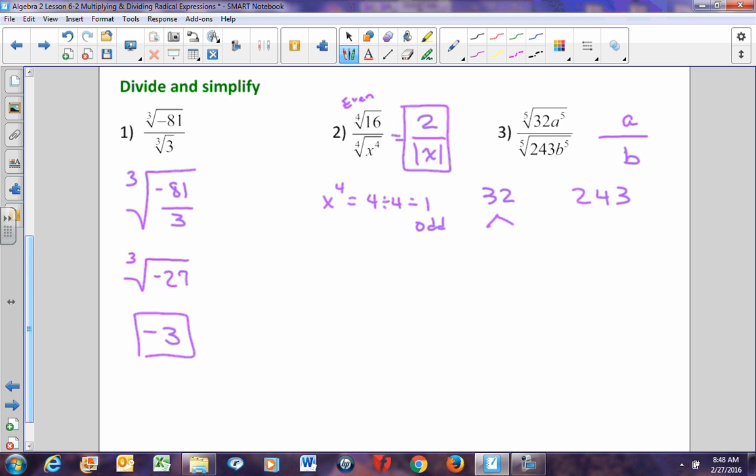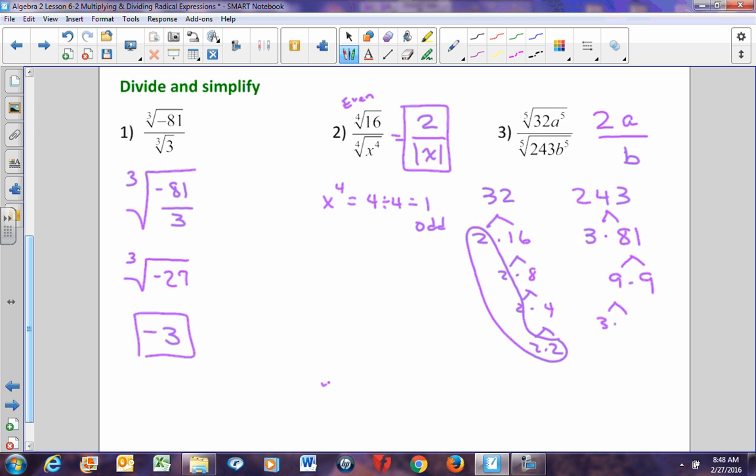Okay, 32, I already know that's 2 to the 5th. It's 2 times 16, and that's 2 times 8, and that's 2 times 4, and that's 2 times 2. So there are 1, 2, 3, 4, 5 of them. So I know I can take a 2 out of this. 243, I know that's divisible by 3 because 2 plus 4 plus 3 is 9. My notes say division by 3. That's 3 times 81. And 81 is 9 times 9, and 9 is 3 times 3. So I have 5 3s. So I can take out the 3.